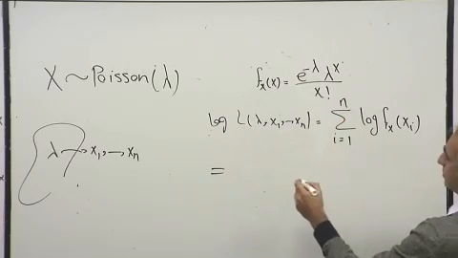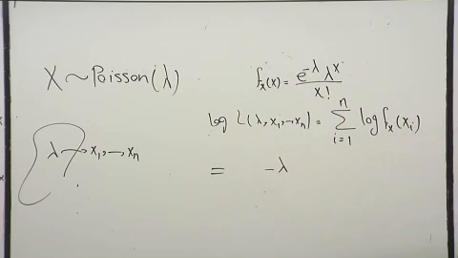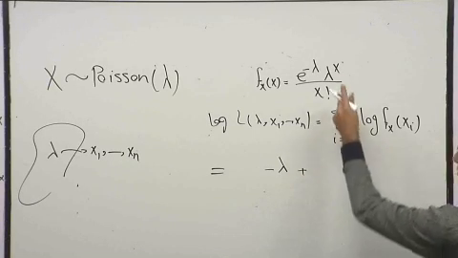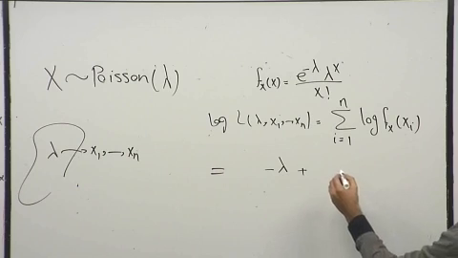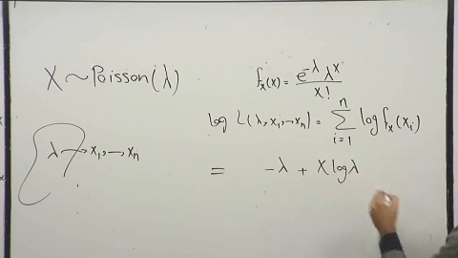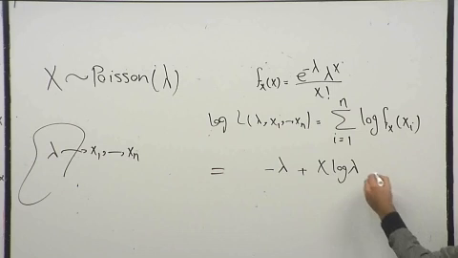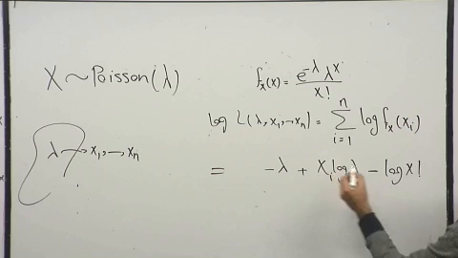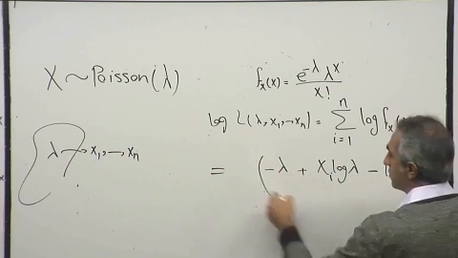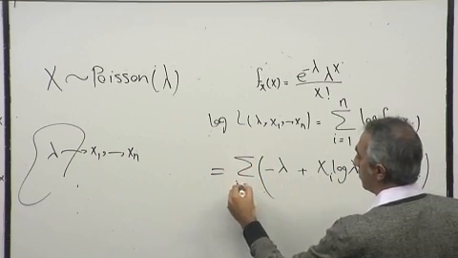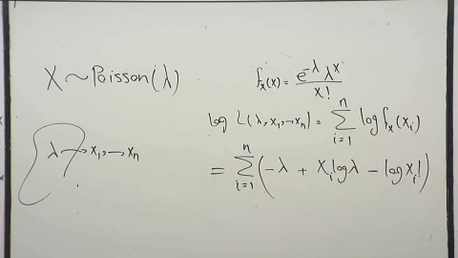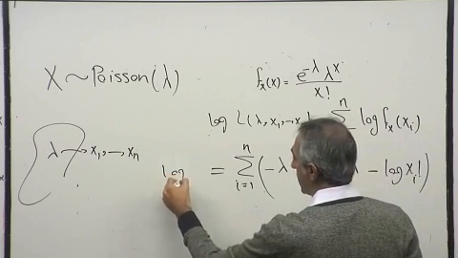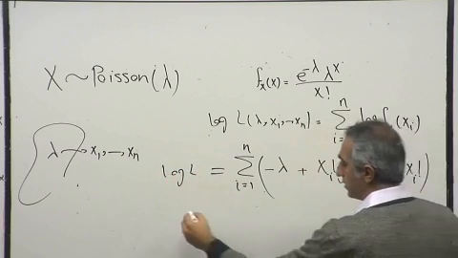of the first term, which is this guy, log and exponential cancel out each other, plus log of the second term, which is x log of lambda, and minus log of the third term, which is x_i factorial. Summation i from 1 to n. So that's log L. What is the next step?